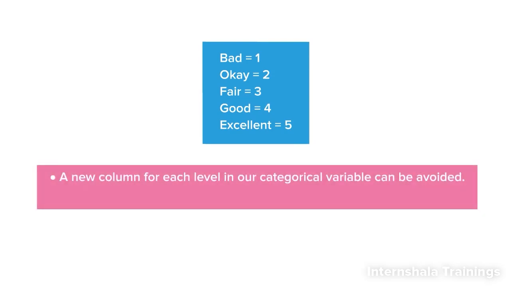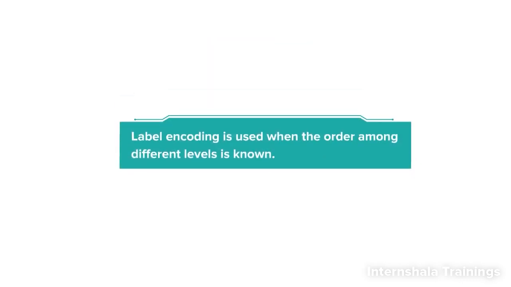In this case, we can avoid creating a new column for each level in our categorical variable. As a result, the dimensionality, that is the number of input variables of the dataset, stays the same. However, you should use label encoding only when the order among different levels is known to you, or else it may lead to the model learning incorrect information.